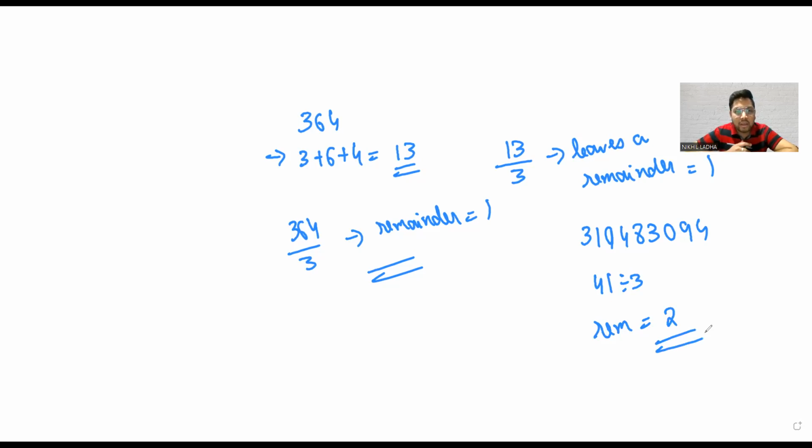So for 3, what is the trick? If the sum of the digits is divided by 3, whatever the remainder leaves, the original number will leave the same remainder when divided by 3. So this is the basic trick for 3. We'll now be moving on to the next one.